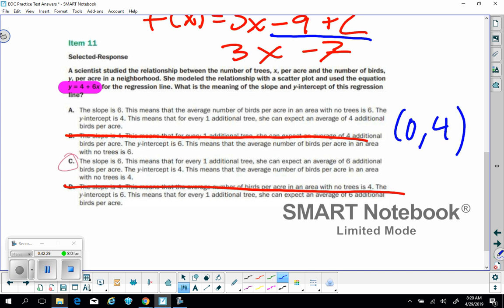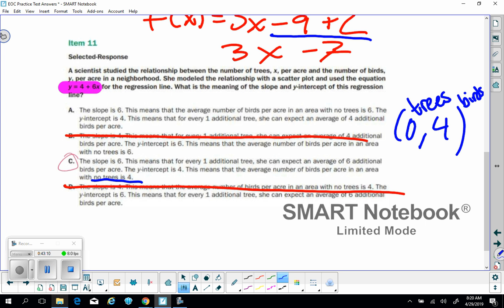So x is the number of trees, right? So 0 trees, 4 birds. Does one of the answer choices say that? 0 trees, 4 birds? Which one? C. The average number of birds per acre in an area with no trees is 4. 0, 4. Does that make sense?